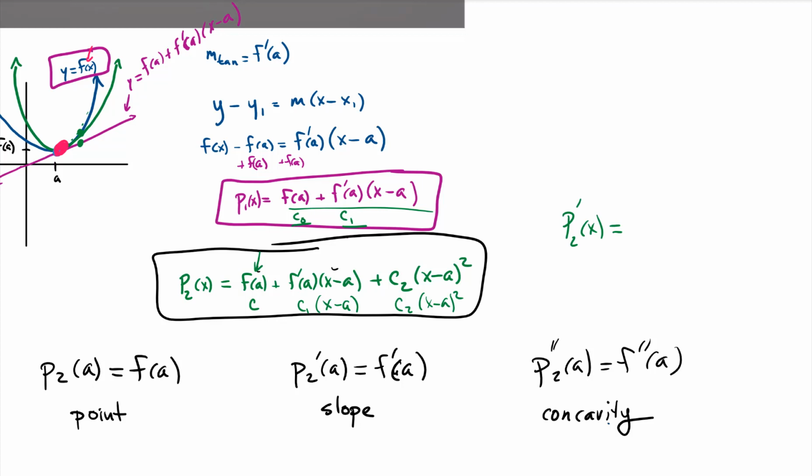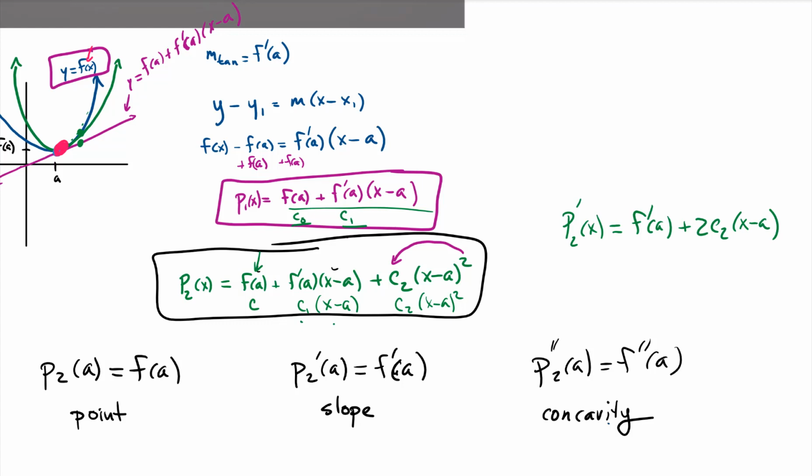So we're going to lose that first term. And the next one, what's the derivative of a constant times x? It's just a constant. So that constant is f prime of a. Now we take a derivative on this part here. So the 2 will fall, and we're going to end up with 2 C2 times x minus a. So there is our derivative for P2.